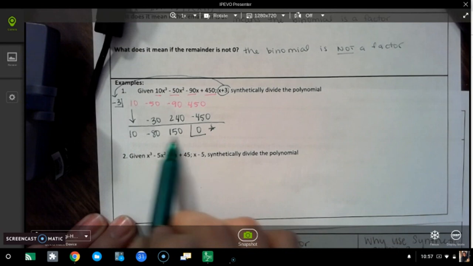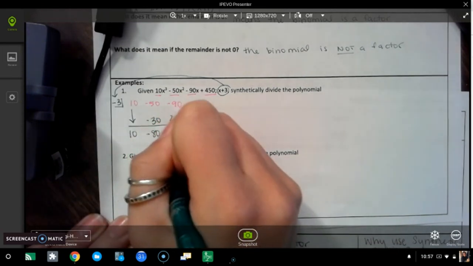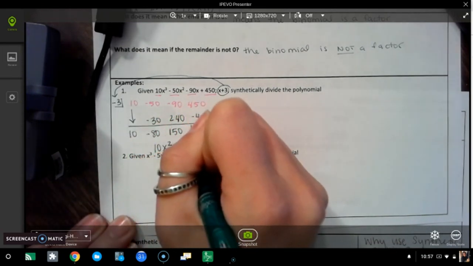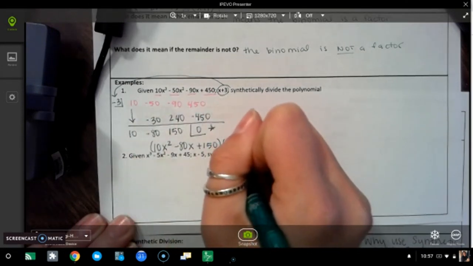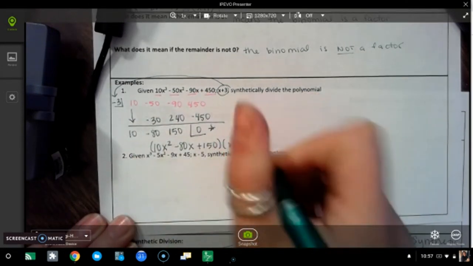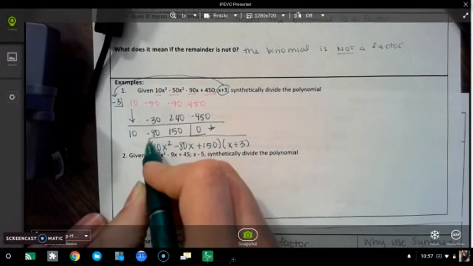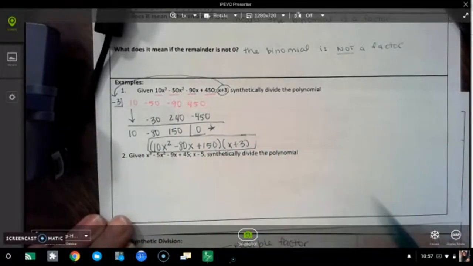So I can rewrite this now as a quadratic. So 10x squared minus 80x plus 150 is my answer. But again, I'm going to get in the habit of rewriting it with my factor so that when I do factor them, I have all 3 of my factors.